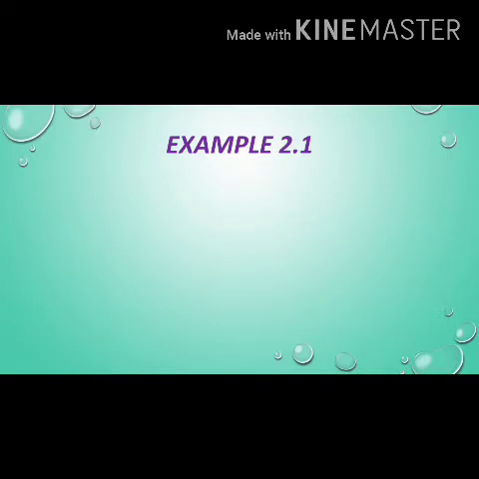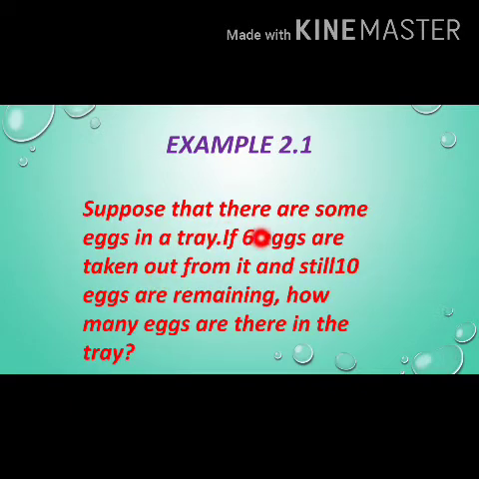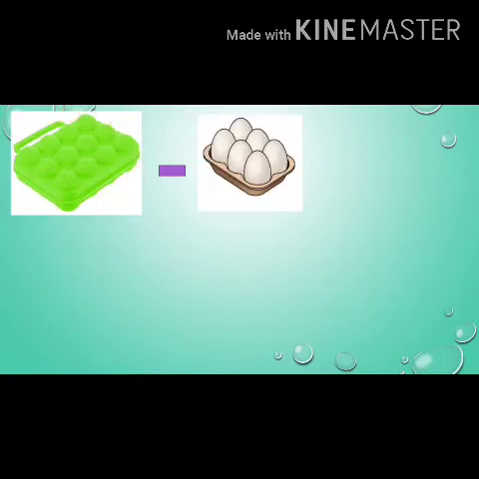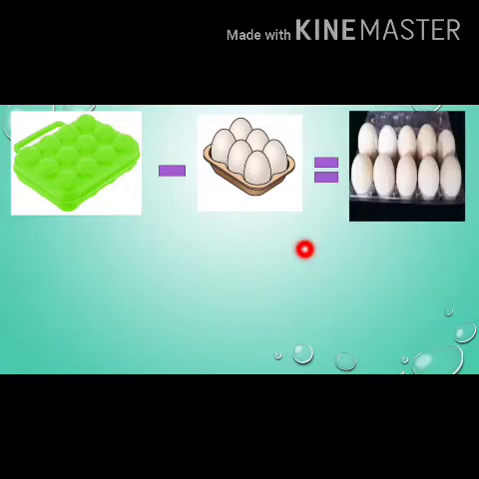Example 2.1. Suppose that there are some eggs in a tray. If 6 eggs are taken out from it and still 10 eggs are remaining, how many eggs are there in the tray? Let's see. There are some eggs in a tray. We don't know the number of eggs in the tray. Then 6 eggs are taken out from it. So we have to subtract: total eggs minus 6 eggs. Remaining, how many eggs are there? 10 eggs.